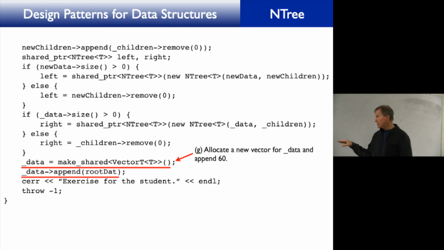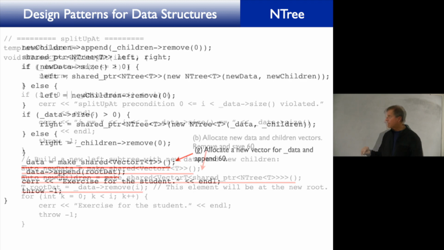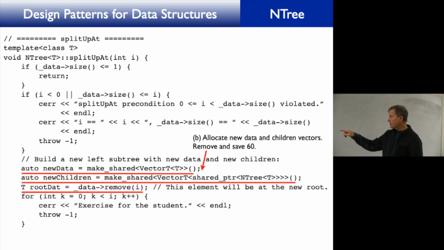So the first part of part G is allocate a new vector for underscore data and append 60. The way you allocate a new vector for underscore data is you do underscore data gets new vector T, and so that allocates a vector of data that's empty, and we append 60 to it by doing underscore data append root dat. Where did root dat come from? Yes, that was up here on the previous slide. T root dat gets underscore data remove I. So this element, and we even have a comment here, this element would be the new root.